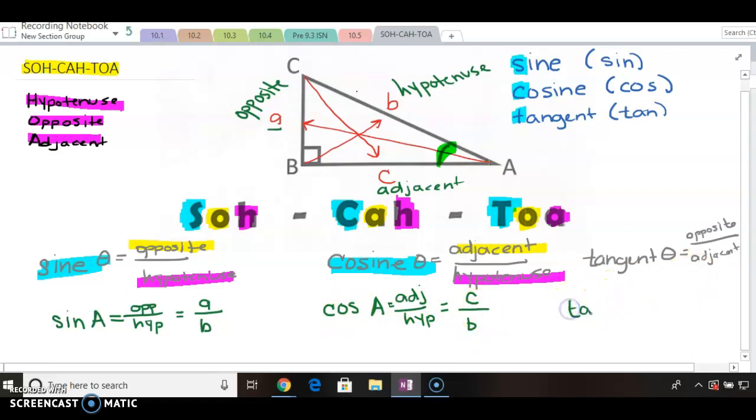Okay, last but not least, my tangent of angle A. Now tangent is always opposite over adjacent, and opposite of angle A is my little a, and adjacent to my angle A is my little c, so I'd say tangent of angle A is A over C.